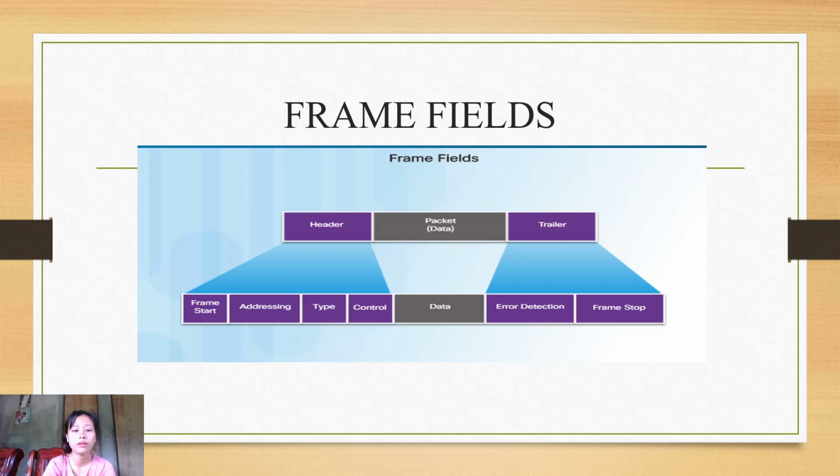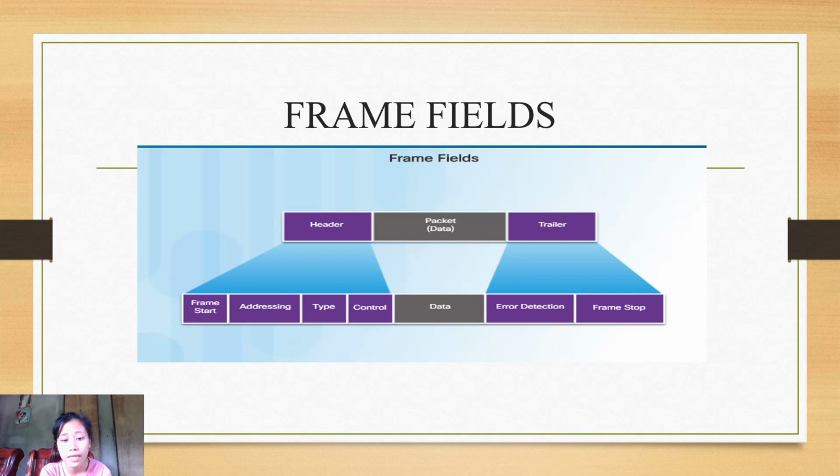So next are the frame fields. For the frame fields, we have the frame start, addressing, type, control, data, error detection, and frame stop. The frame start and stop indicator flags are used to identify the beginning and the end limits of the frame. The addressing indicates the source and destination nodes on the media. The type identifies the layer 3 protocol in the data field. The control identifies special flow control services such as quality of service.